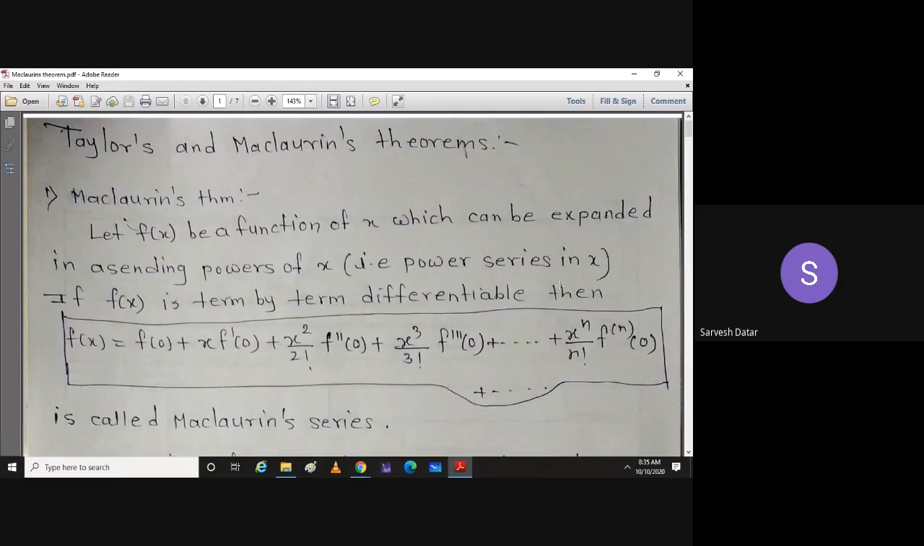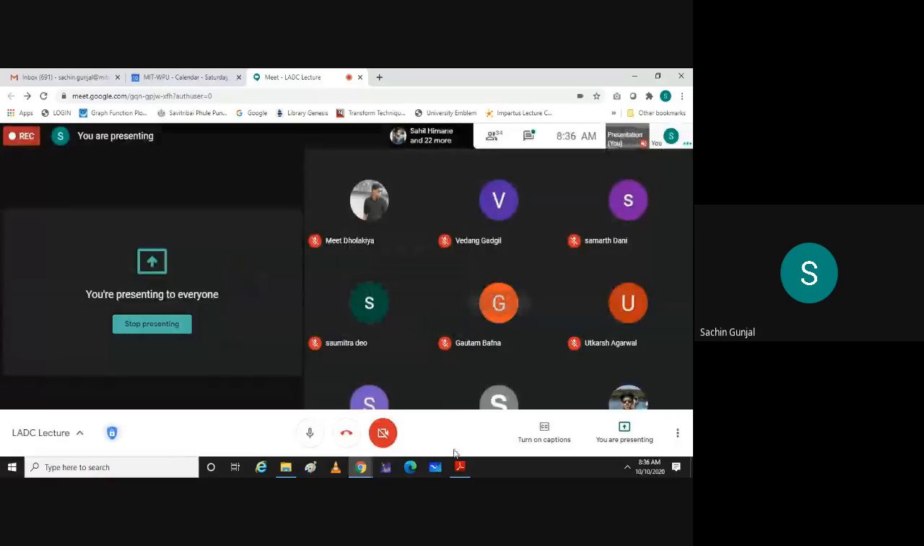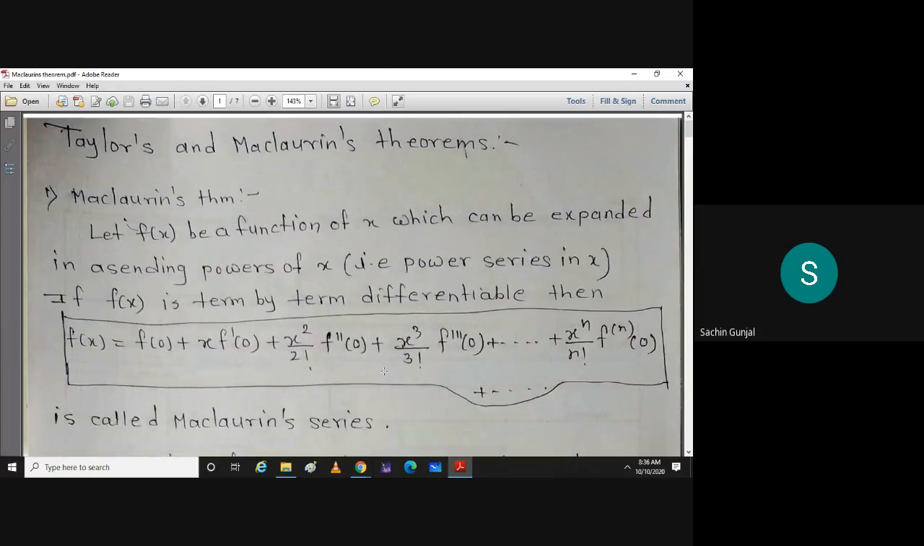So let us quickly recall what we did in yesterday's lecture, Thursday's lecture. We started with a series expansion of a function in ascending powers of x. There are two series expansions. First is Maclaurin series expansion, and second is Taylor's series expansion. Maclaurin series expansion is the series expansion about zero, and Taylor series expansion is at any point a, which we are going to study later.